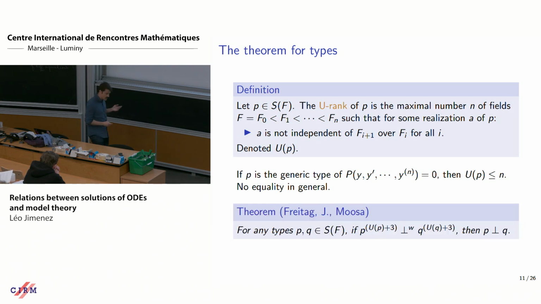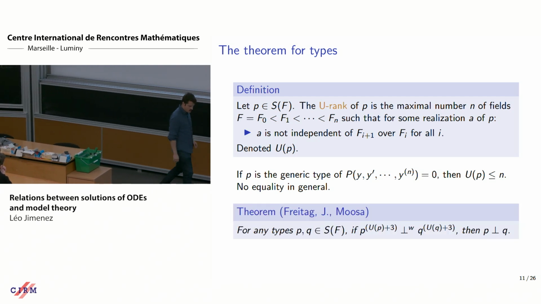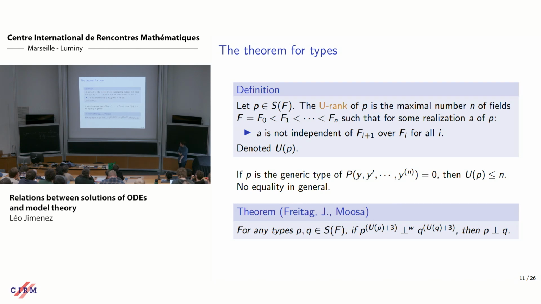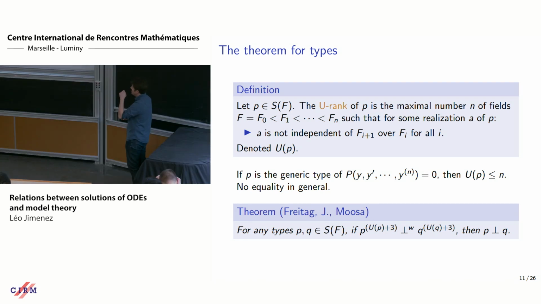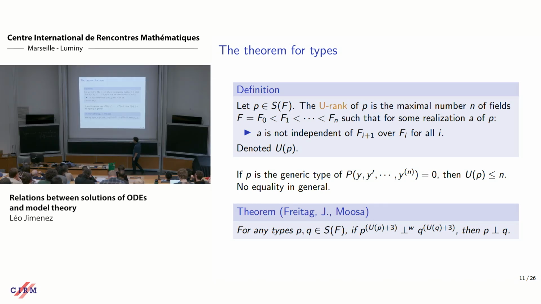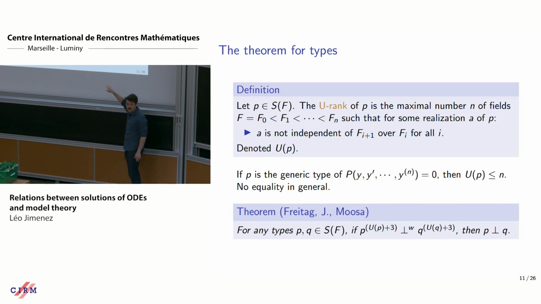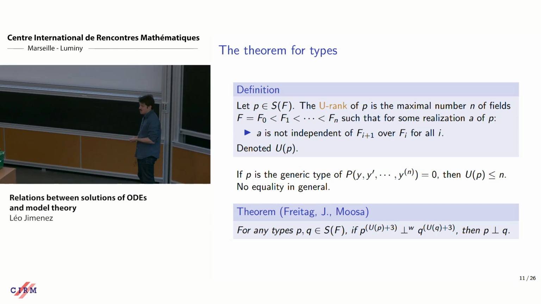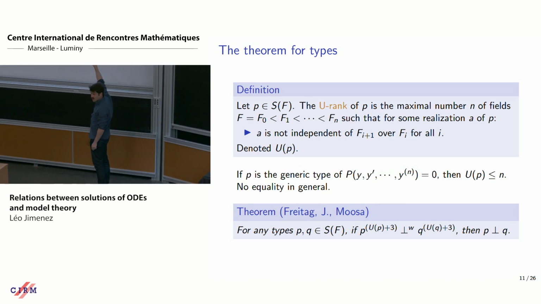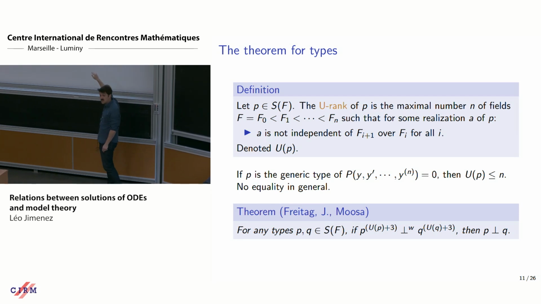Okay, and so here's the theorem rephrased in this language of rank. If I have two types P and Q over F, if P to the U(P)+3 is weakly orthogonal to Q to the U(Q)+3, then they are orthogonal. So if I know that there's no relation between this many tuples of independent realizations and this many tuples of independent realizations, then I know that there's never any. And of course, because U(P) is less or equal to N and not an equality in general, this is slightly stronger than what I said at first.